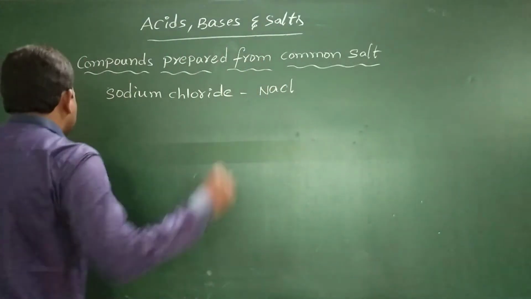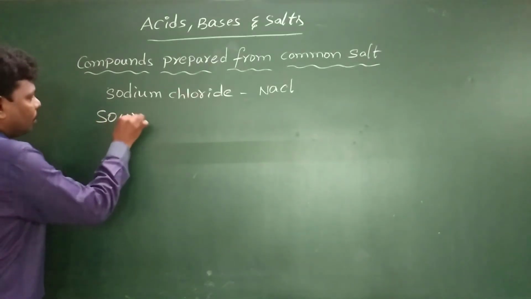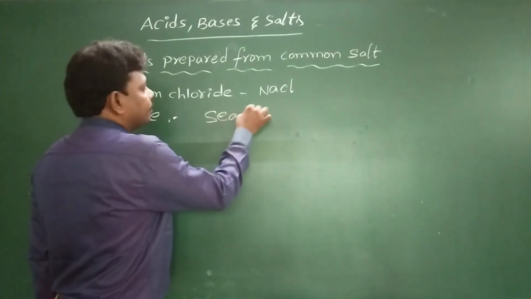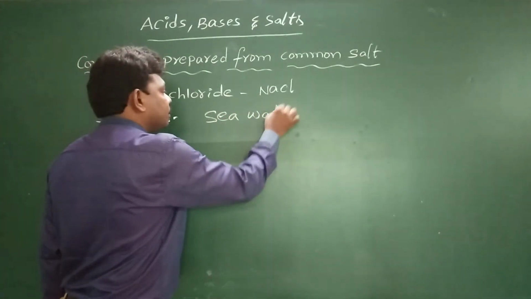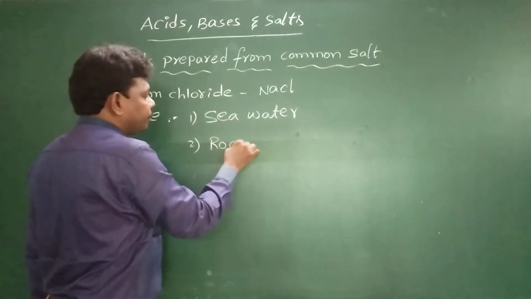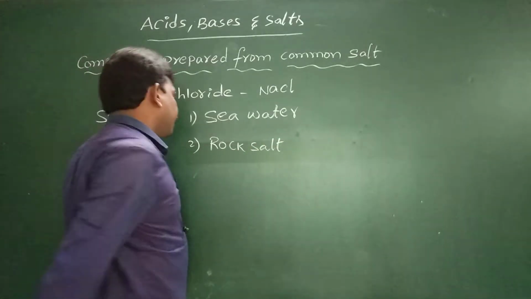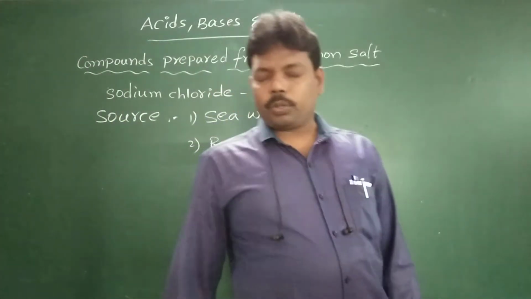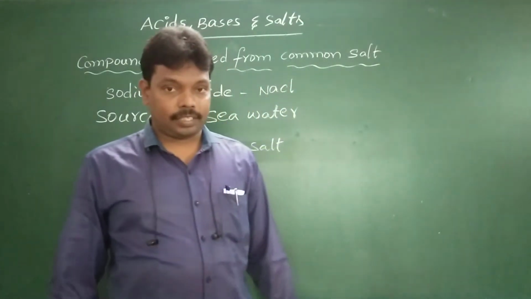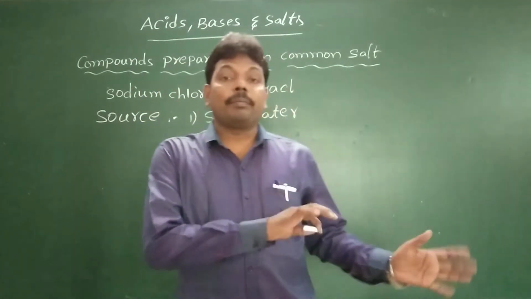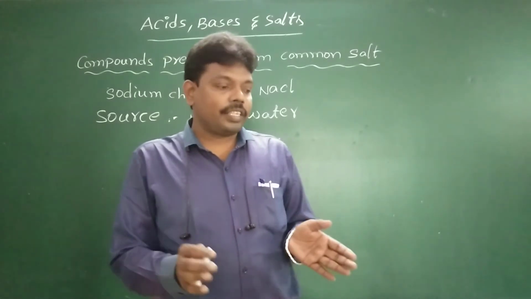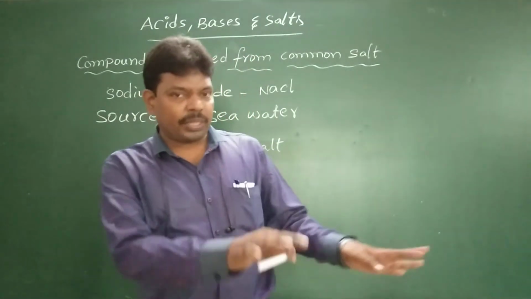Now, what are the sources of salt? The number one source is seawater. The second source is rock salt. Number one, seawater. If you go to the beach, there are salt meadows. In that, they pump the seawater into the salt meadows. Salt meadows means a shallow field with a small amount of water.